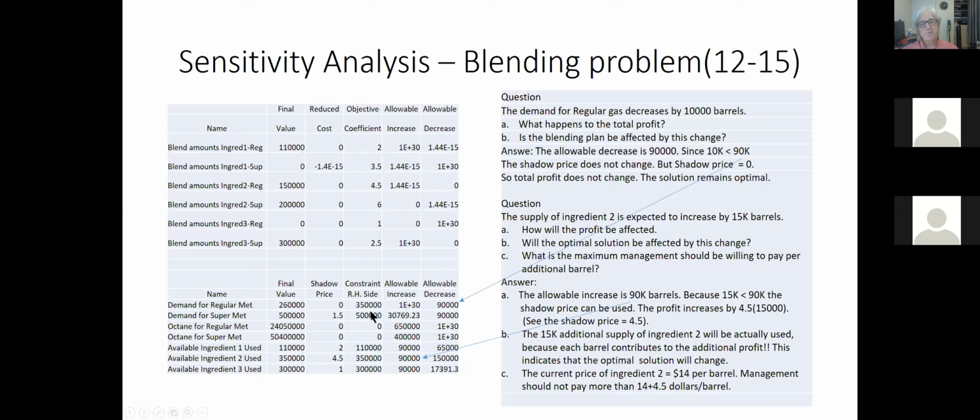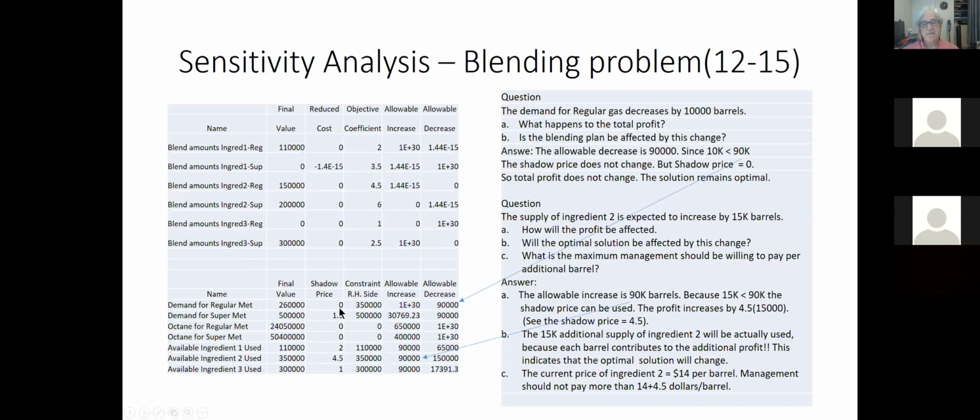Indeed, the maximum demand, that's the maximum possible demand, 350,000. What do we do in our blend? We only satisfy 260,000. So we leave unsatisfied 90,000 barrels. And this is optimal. It's part of the optimal solution.